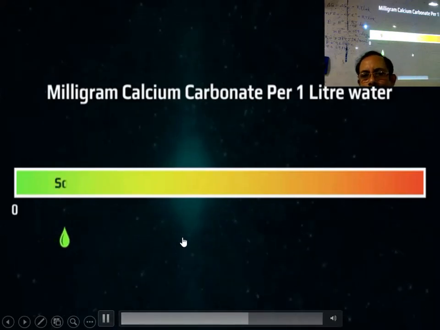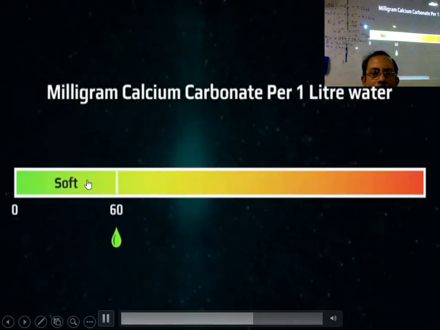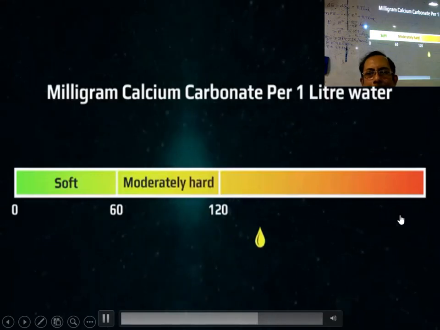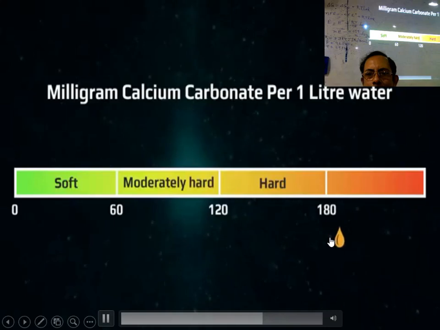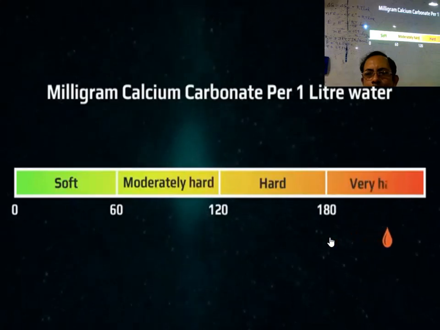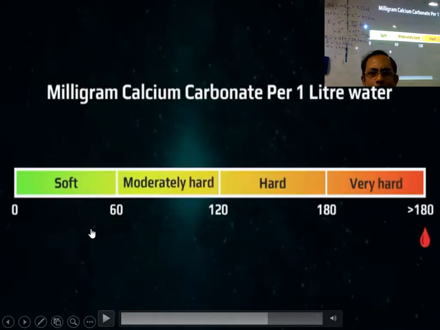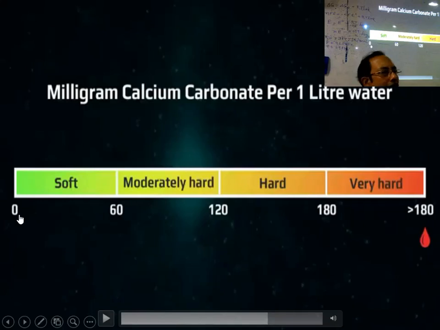Below 60 milligrams per liter is generally considered to be soft. 60 to 120 milligrams per liter is moderately hard. 120 to 180 milligrams per liter is hard. And water with more than 180 milligrams per liter of calcium carbonate is very hard. Okay, this you need to remember, just as an overall idea. It's not always coming in exams. 0 to 60 soft, 60 to 120 moderately hard, 120 to 180 hard, and above that very hard.